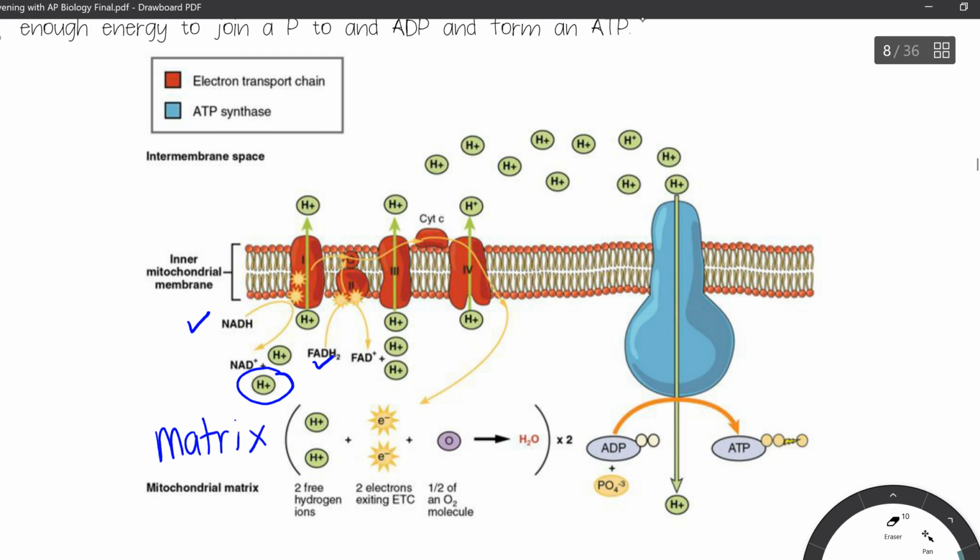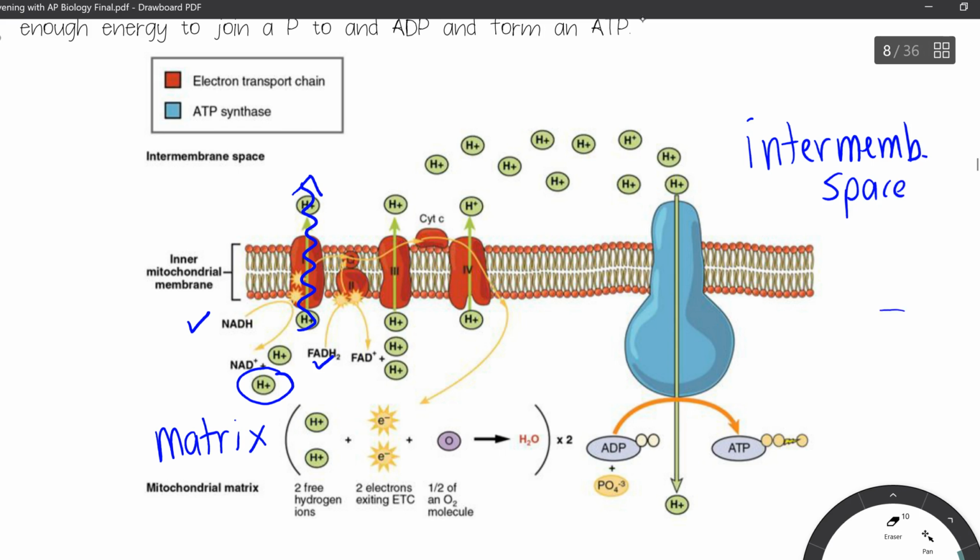against their concentration gradient. So very much like active transport, where ATP is used to pump things against their concentration gradient, here you're pumping hydrogen ions against their concentration gradient. Now that's going to cause them to build up in what is known as the intermembrane space. And the intermembrane space is going to be found in between.